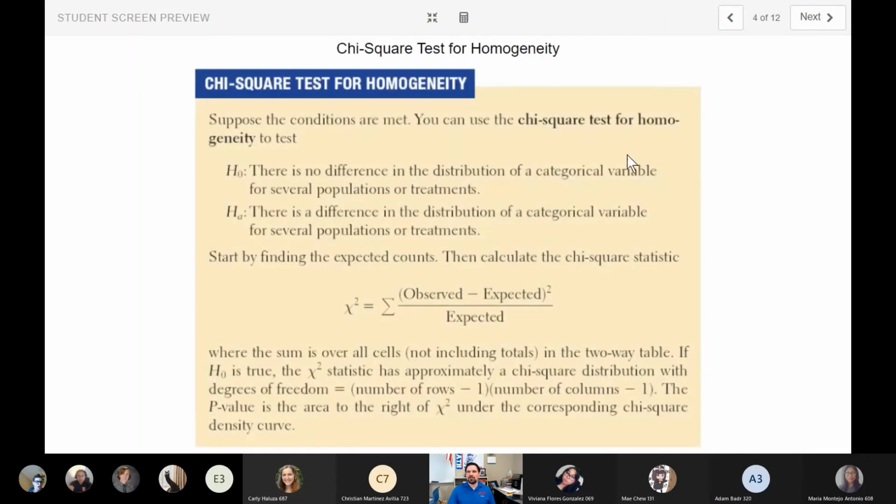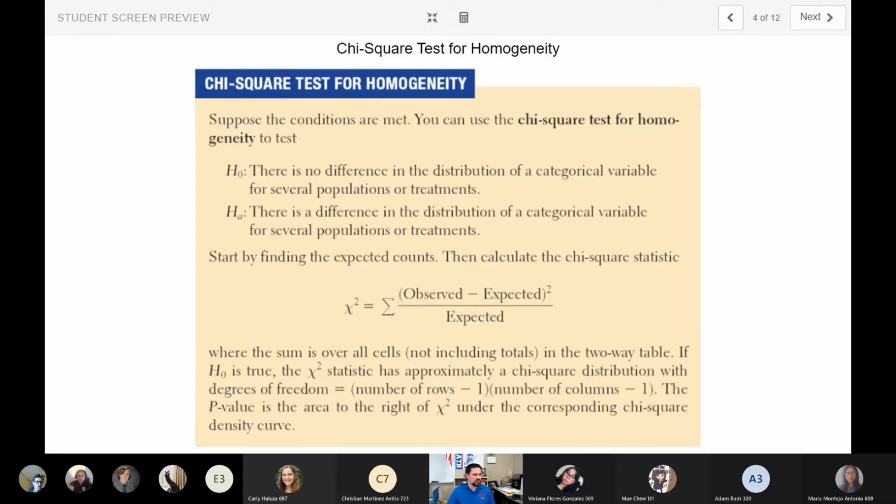We've got our quick rundown here for the chi-square test for homogeneity. These are the things that you will be doing once you've checked conditions. You can use the chi-square test for homogeneity to test the null hypothesis that there is no difference in the distribution of a categorical variable for several populations or treatments versus the alternative that there is a difference in the distribution. We're going to start by finding the expected counts, then calculate the chi-square statistic the same way that we have for all chi-square tests.